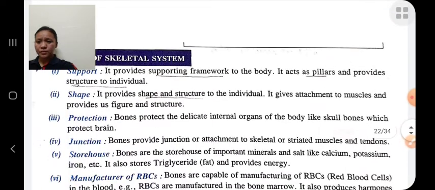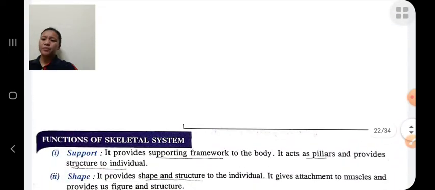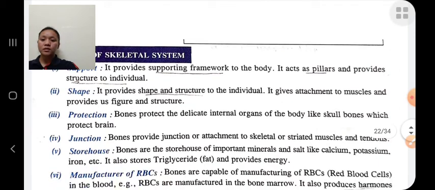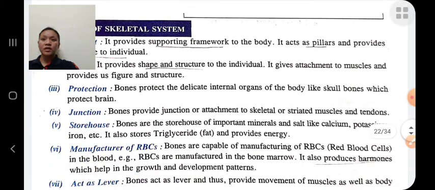Next is the endoskeletal system. It supports the body and provides the framework and structure to the individual. It provides shape and protects the internal organs. It acts as junctions. It is a storehouse of important minerals and salts. The skeletal system also helps to manufacture red blood cells, and also helps to provide movement, etc.